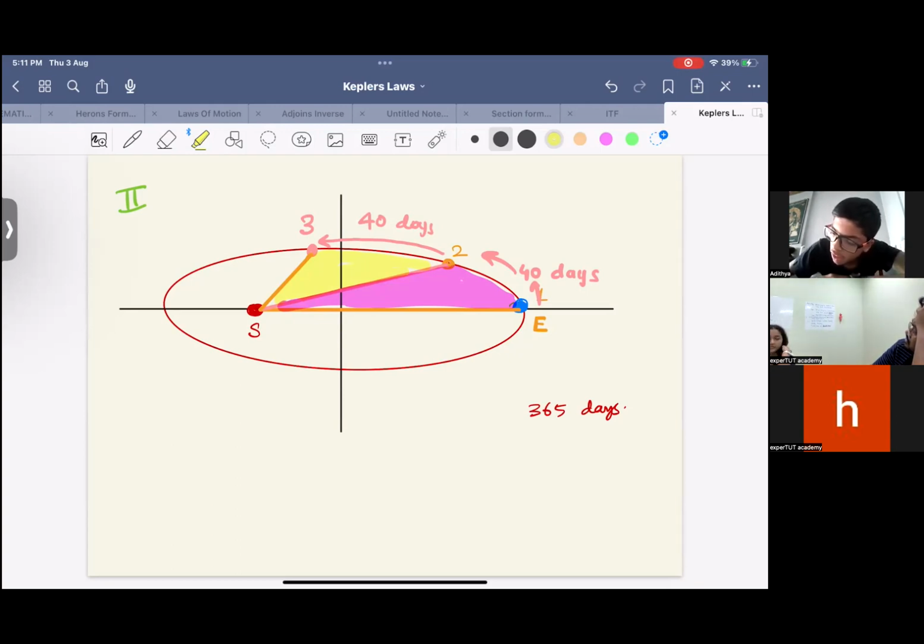Okay. Done. ठीक है. Sweeps equal areas in equal intervals of time. Make this diagram and then write area 1 equal to area 2.